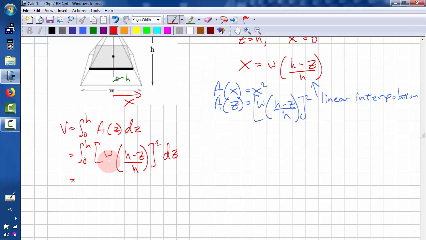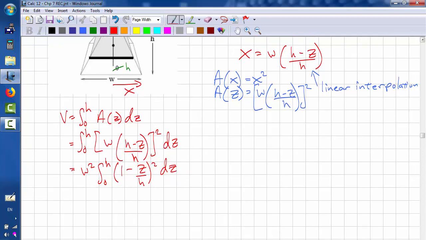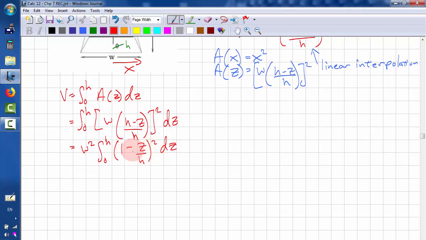We can factor out the w squared because w is a constant, not a variable. And we can simplify this to h over h is 1 and minus z over h squared dz. And let's expand this binomial because it's easier to integrate term by term for a polynomial. 1 minus 2z over h plus z squared over h squared dz.